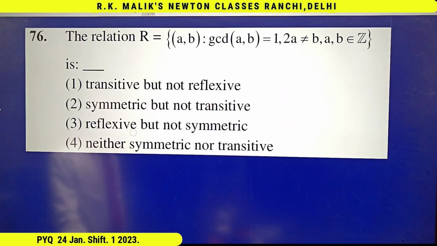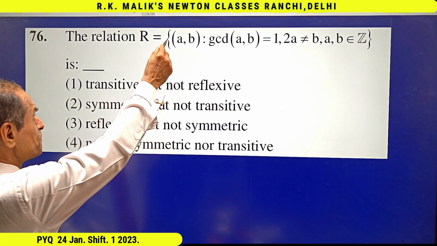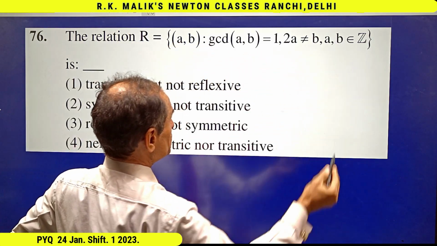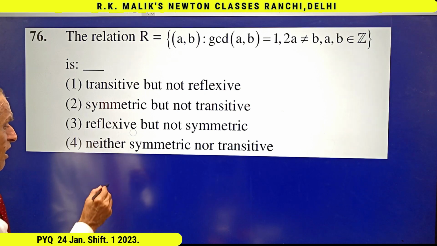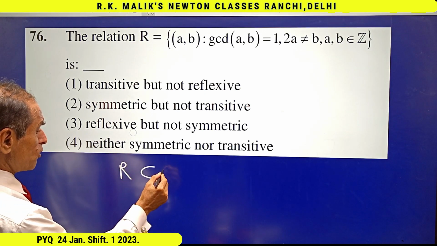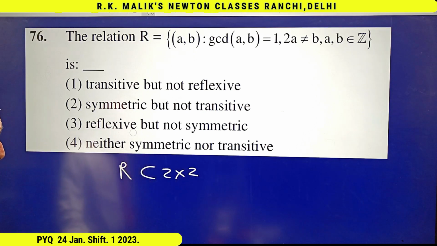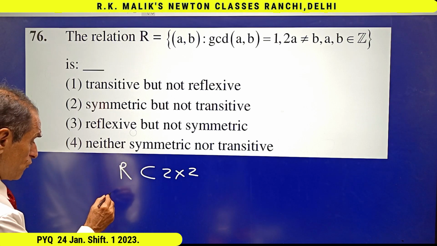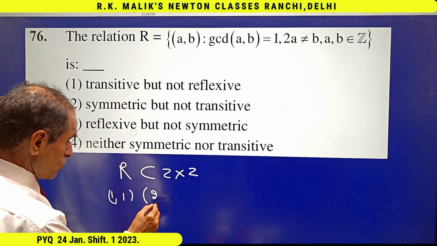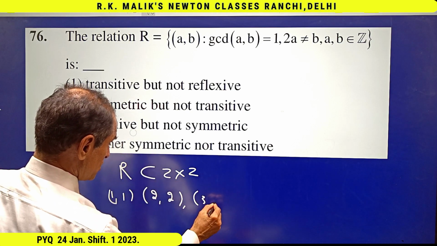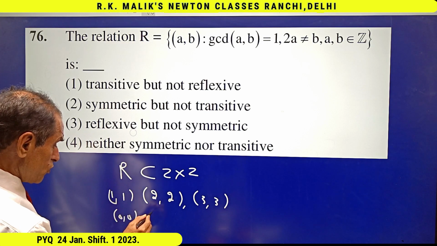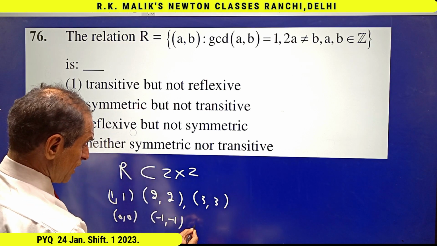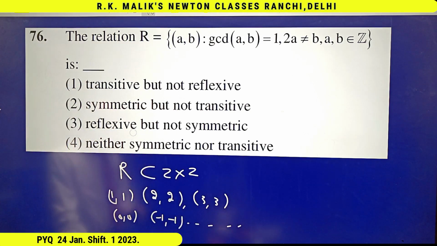First of all, I check the reflexive nature of R. Because in R, those ordered pairs are there where A and B belong to Z, R is a subset of Z cross Z. Therefore, for R to be reflexive, (1,1), (2,2), (3,3), (0,0), (minus 1, minus 1), and so on, all of them should belong to R.